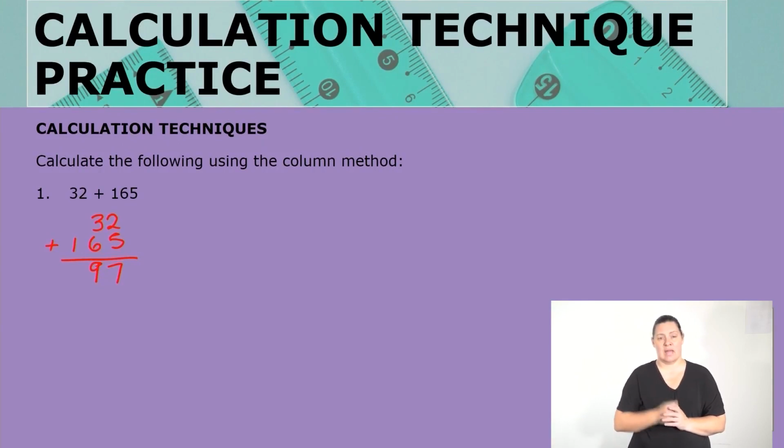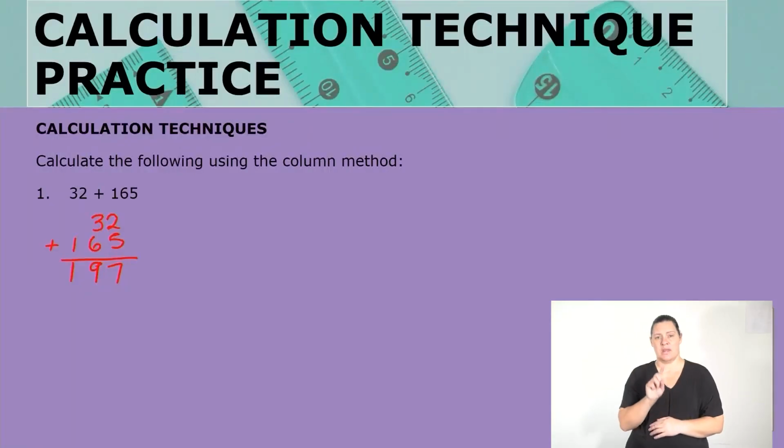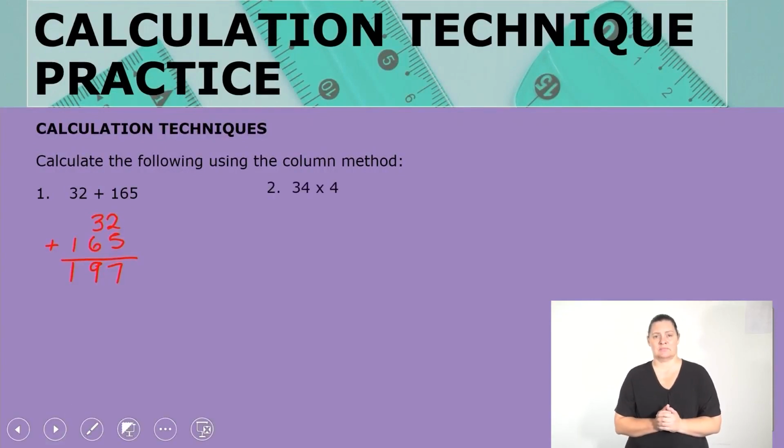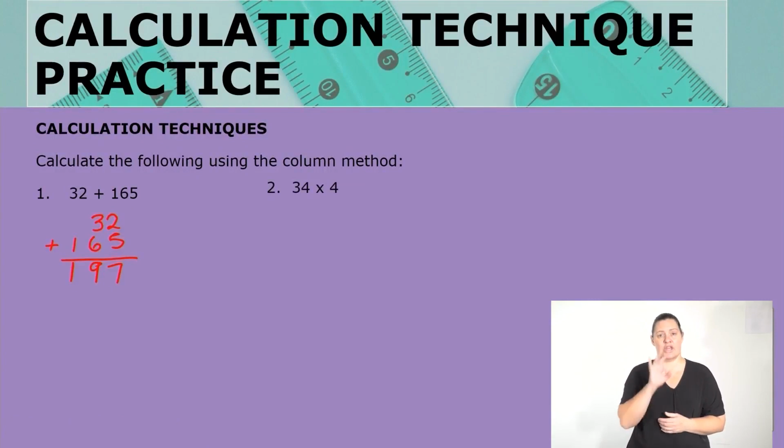And then we only have the 100 from the 165. So we are just going to place the 100 in the hundreds column. Our answer for 32 plus 165 is 197. Let's move on to the next one. We have there 34 multiplied by 4.